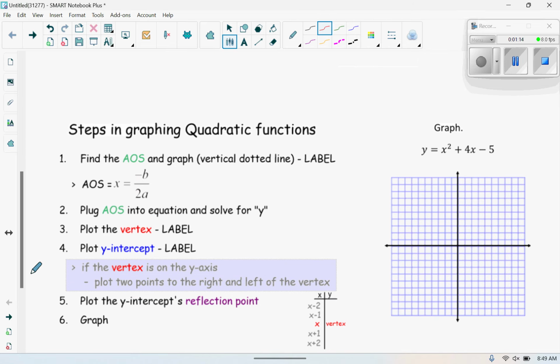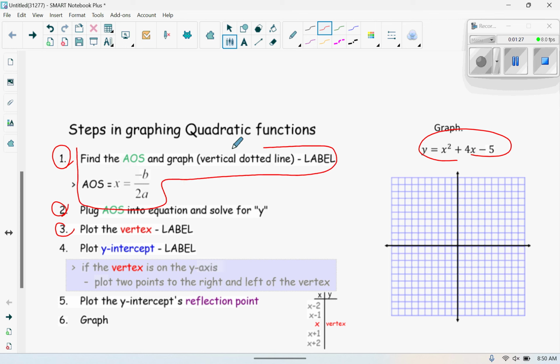Okay, I'm going to kind of walk you through these steps to graph, but I always like to use an example. So we're going to start here. It says, find the axis of symmetry. This is probably going to be the most difficult part of this.